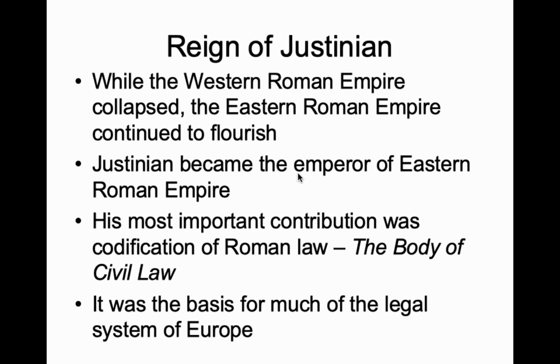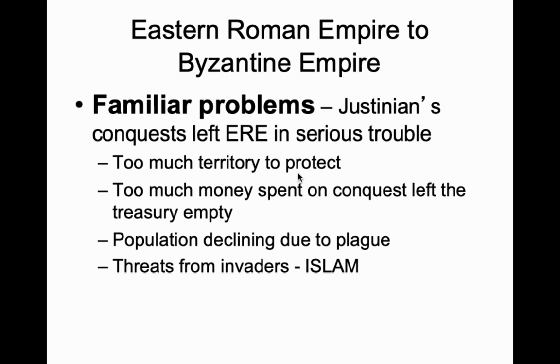For those of you that can get mental maps, Constantinople is Istanbul, which is in Turkey, and I will in a second draw a quick little map. The Eastern Roman Empire to the Byzantine, again, we have very familiar problems. Justinian's conquest left the Eastern Roman Empire in serious trouble: too much territory, too much money, and population declining due to the plague, which we will look at.